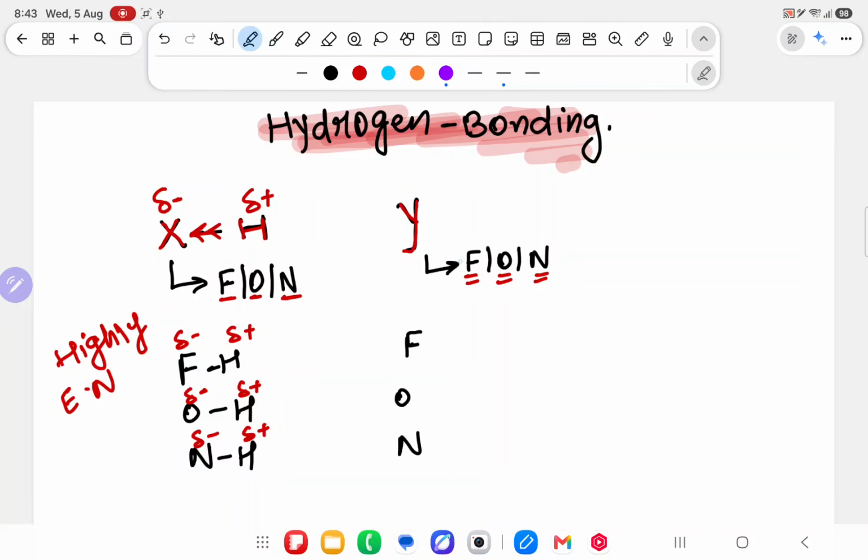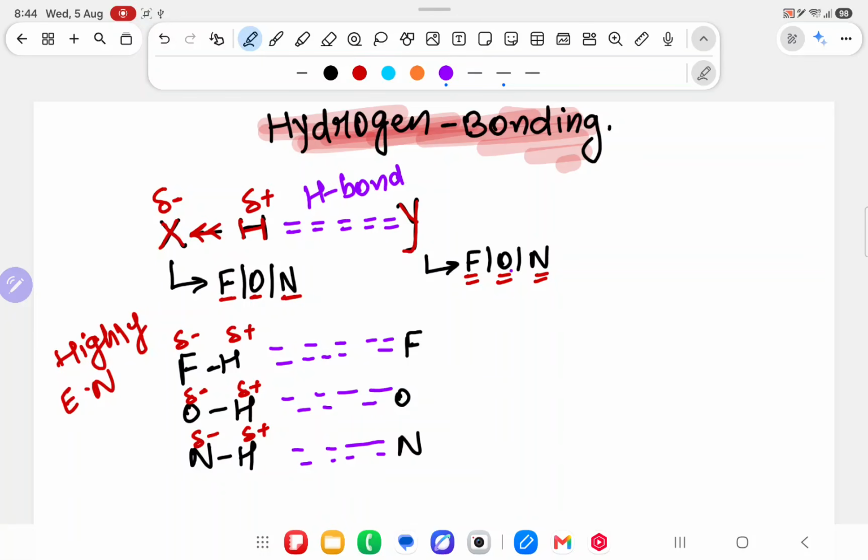Now this positive charge will be seen by fluorine, oxygen and nitrogen, that is Y. This Y is more electronegative and tries to attract it towards itself. So over here they will form a bond, and here also a bond, and here also a bond, and this bond is known as a hydrogen bond. Did you understand the logic? This is basically what a hydrogen bond is.